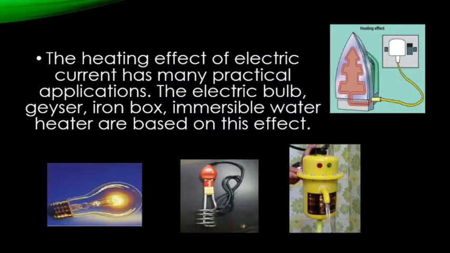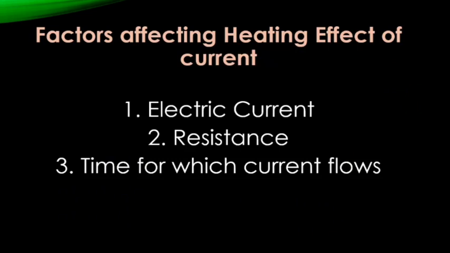The heating effect of electric current has many practical applications. For example, the electric bulb, geyser, iron box and immersible water heater are based on this effect. In these appliances, heating coils have high resisting power. Factors affecting the heating effect of current: electric current, resistance and the time for which current flows.